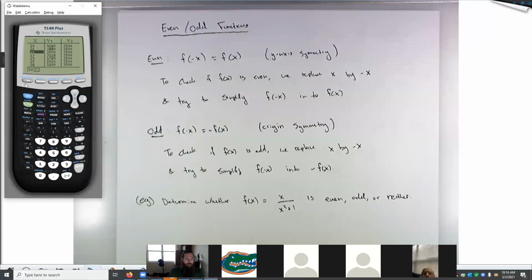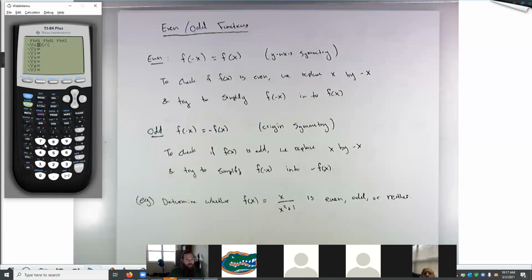So I turn on my calculator, I come over here to y equals, I clear out whatever is there. Clear this out. And then up here in y1, I'm going to type x divided by parentheses. And remember, if the top or bottom of a fraction has more than one term, you need to put it in parentheses.